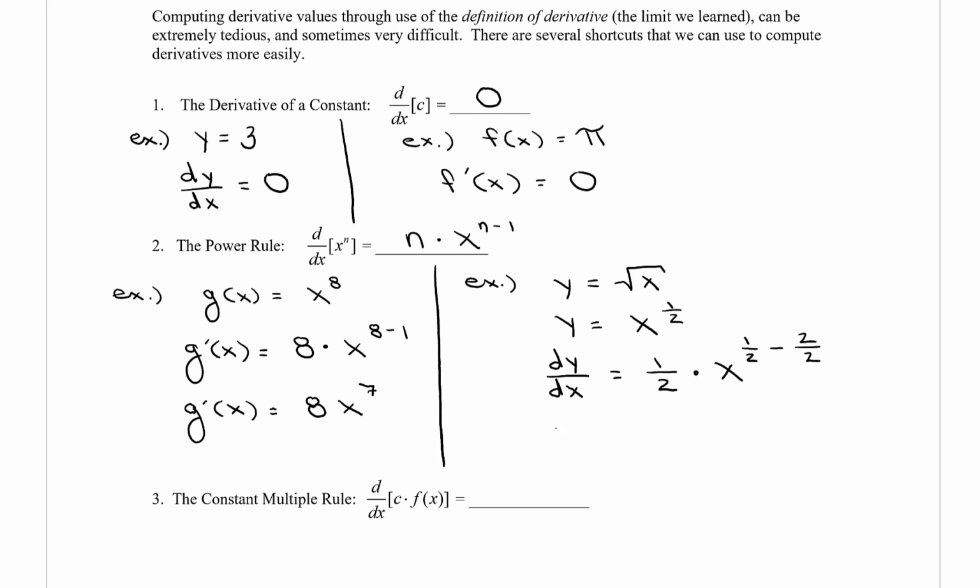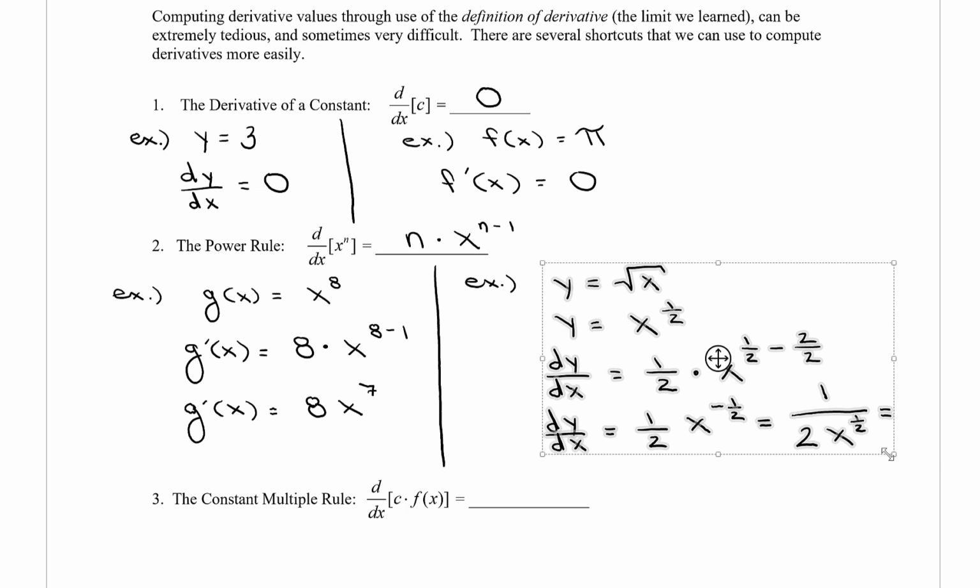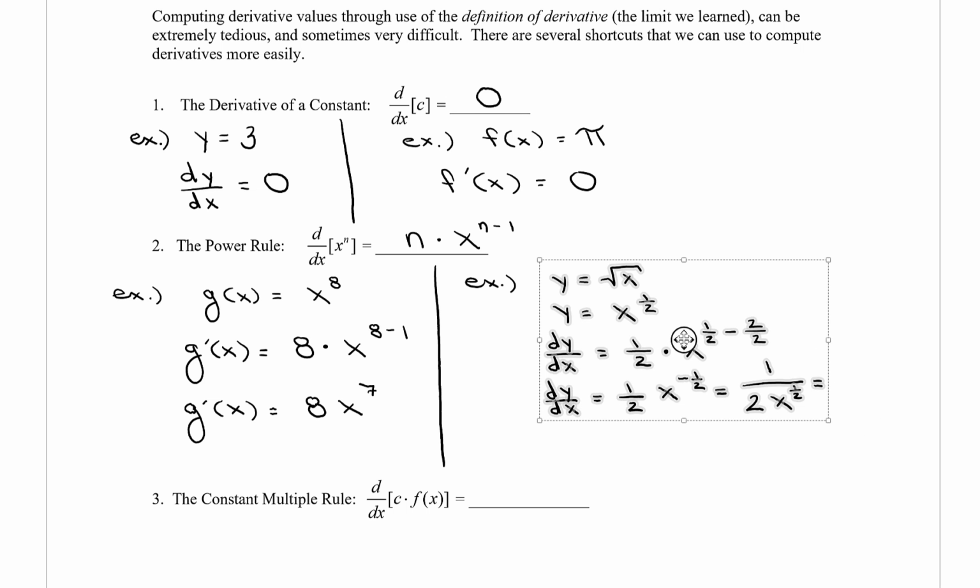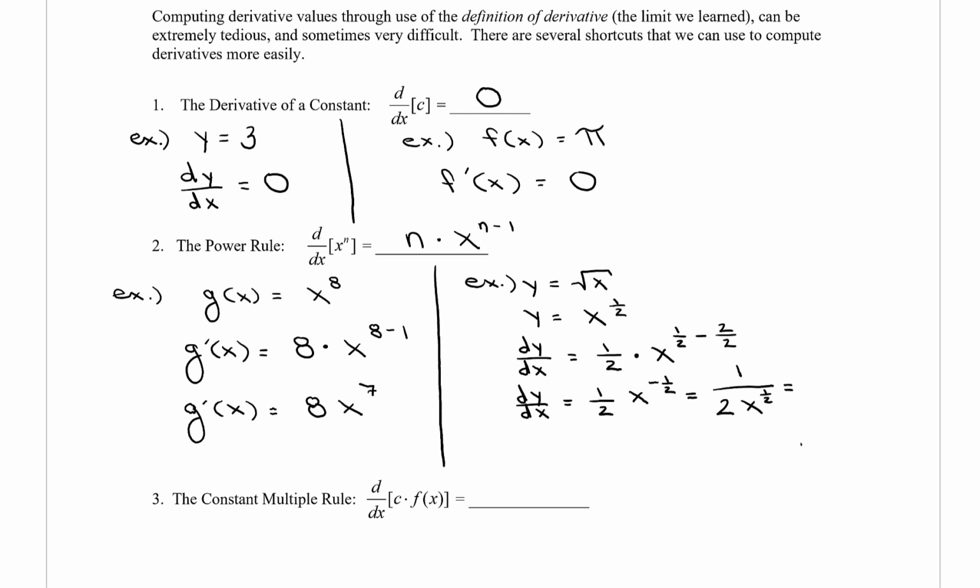So dy dx, the derivative of y taken with respect to x, is going to be equal to 1/2 x raised to the negative 1/2 power, which can also be written as 1 over 2 x raised to the 1/2 power. I'm going to just lasso all the work I did for that example, shrink it, move it slightly to the left. And this can also be rewritten as 1 over 2 times the square root of x, or 1 over 2 radical x.